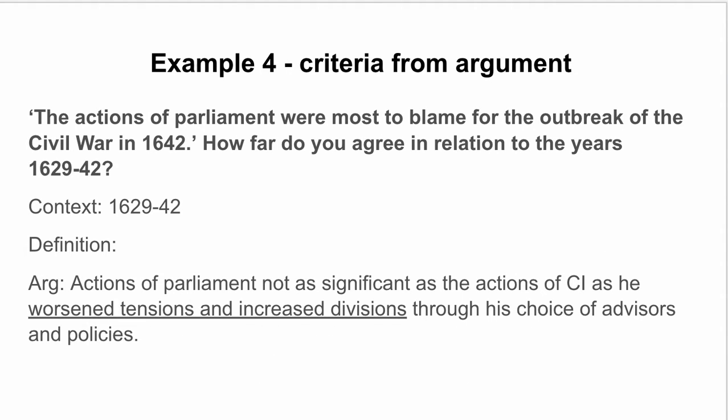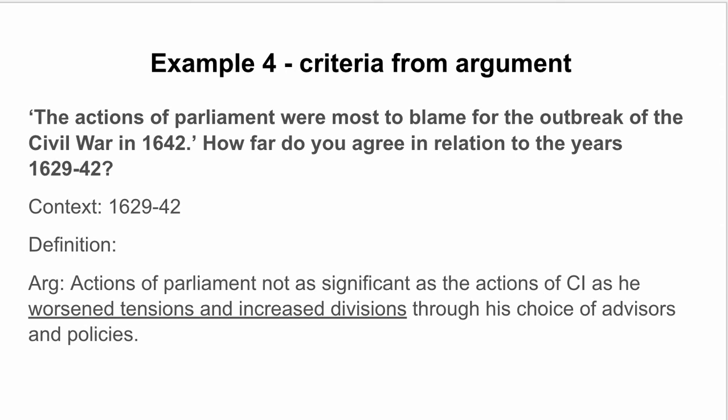Now, sometimes, and this goes back to the question, do you have criteria in every essay? Yes, you should. That's the answer to that. But there might be something where there's not as obvious a point to define. Right, so your essay question might be something so obvious that you think, well, I don't really need to define anything here. So you can come up with criteria from your argument. Okay, so here's an example. The actions of Parliament were most to blame for the outbreak of civil war in 1642. How far do you agree in relation to the years 1629 to 42?